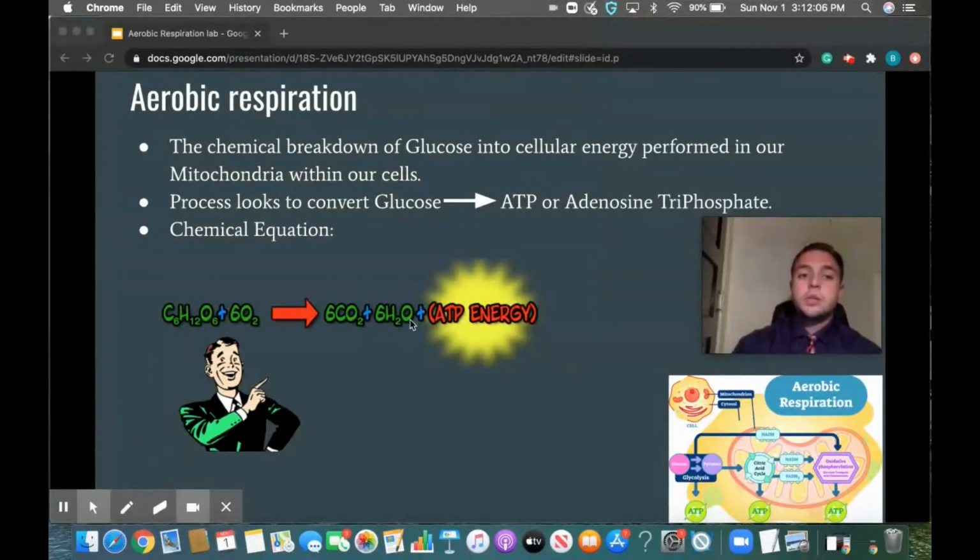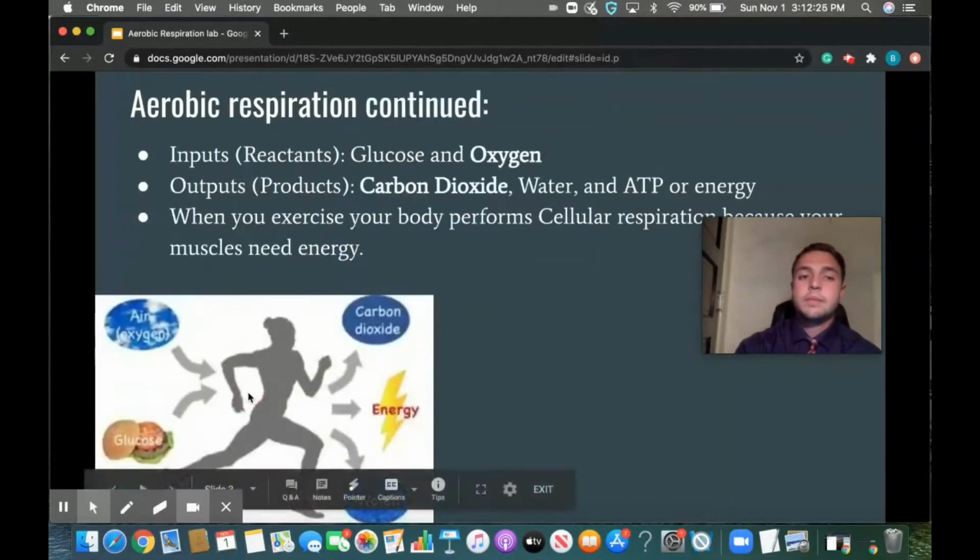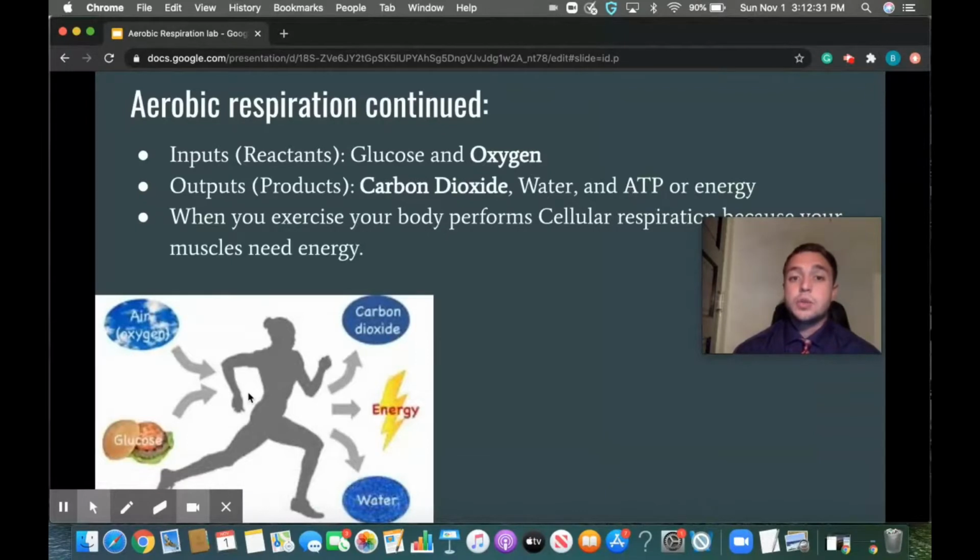An important thing to remember here, in this chemical equation below, is that aerobic respiration is the process that has oxygen available. Notice that our inputs, or reactants, are glucose and oxygen, which yield carbon dioxide, water, and ATP, or energy. So again, the inputs to remember for aerobic respiration are glucose and oxygen.